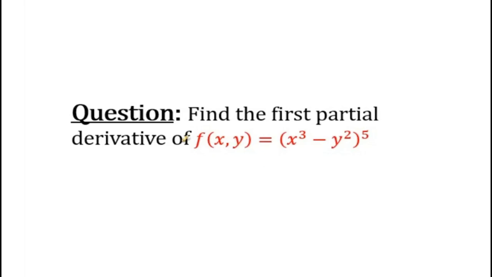Now we have a question. Find the first partial derivative of f(x,y), which is equal to (x cube minus y squared) whole to the power 5.